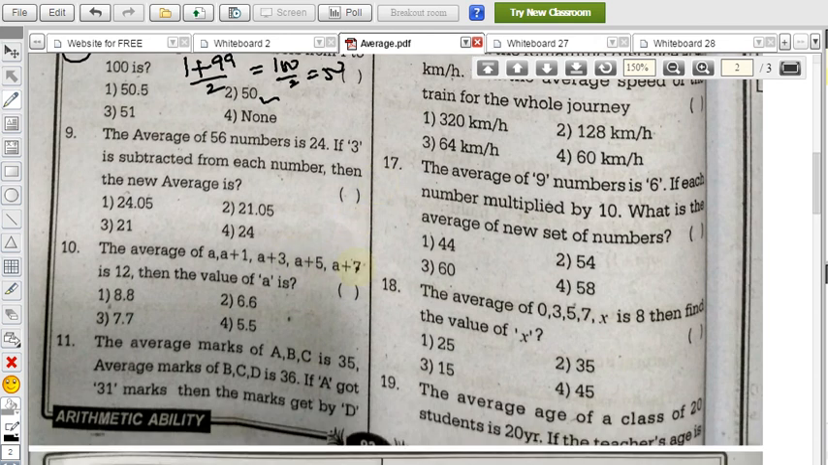Not only properties, some conditional questions also will come. See this next one. The average of 56 numbers is 24. If 3 is subtracted from each number, then the new average is dash. Without doing anything, directly we can take 24 minus 3, because 3 is subtracted from every number. So automatically the average also will come 3 less. So 21 is the answer. No need to calculate. They mention each number here.